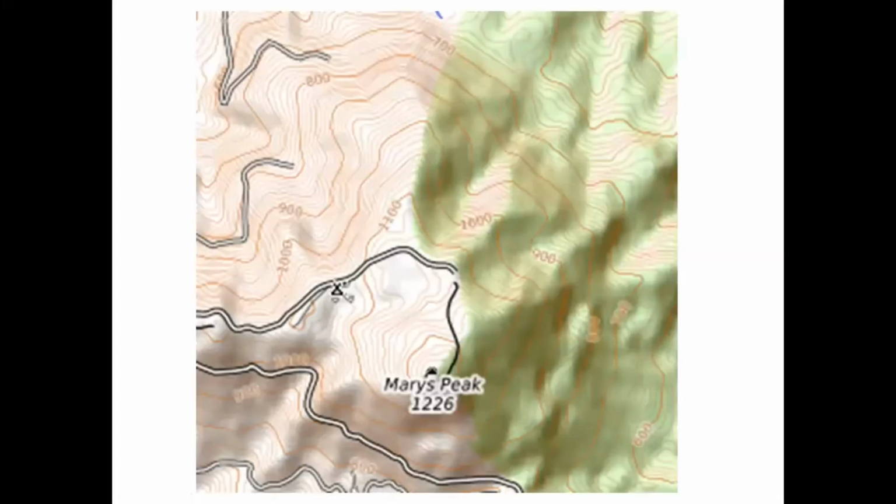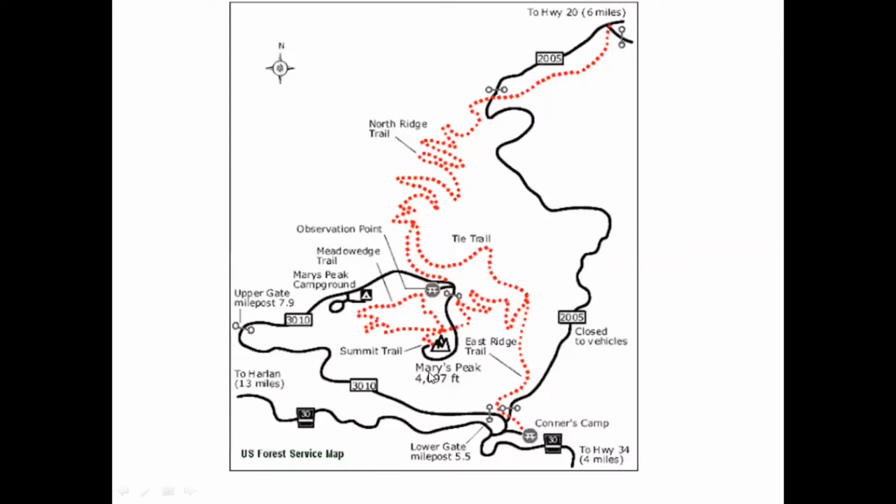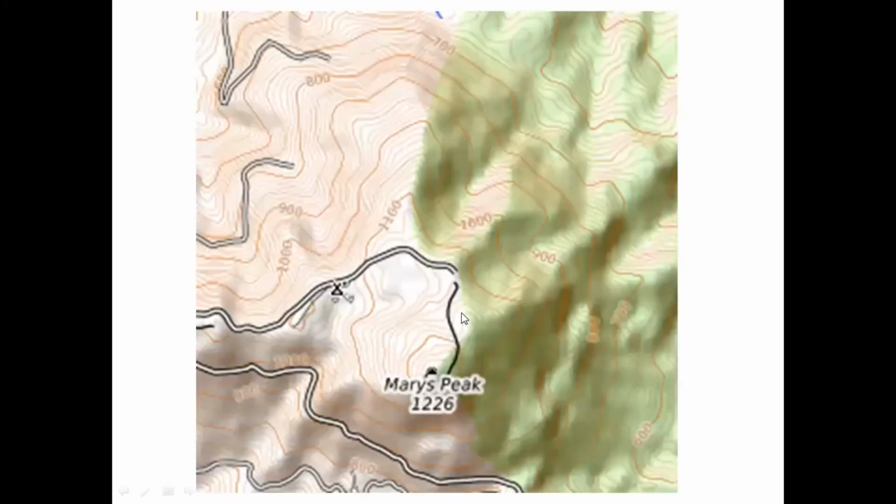This is the contour map of St. Mary's Peak. This height, remember, is in meters. This height was in feet. So remember the conversion factor that we have between feet and meters. And you can see that there are some contour lines that are darker and some of them are lighter in color. Darker color contour lines are index contours.